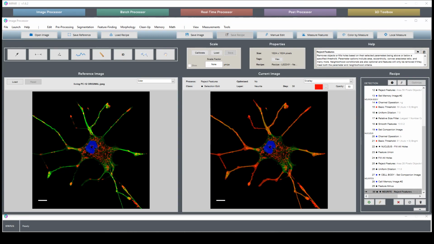This is a short video overview of the neuronal cell recipe that can be found in our recipe store. This image is of a neural cell, and what we're looking to do here is to segment the nucleus, the cell body, and the axons.